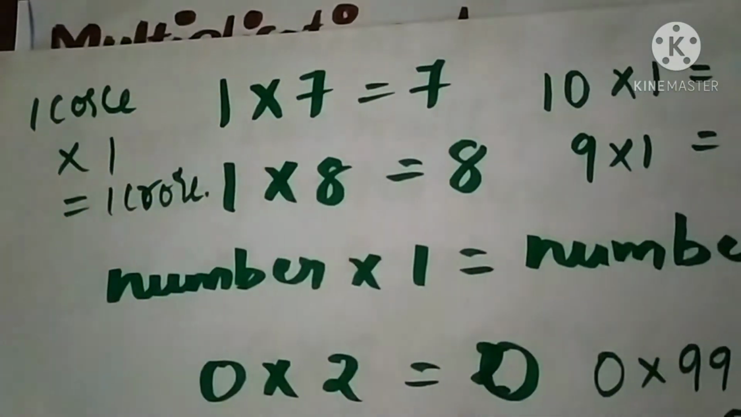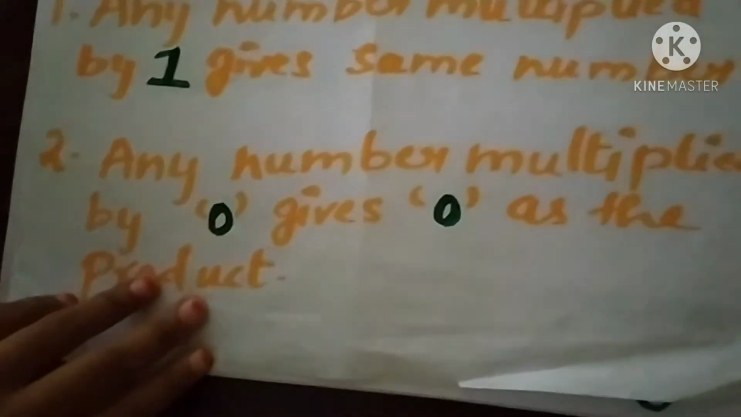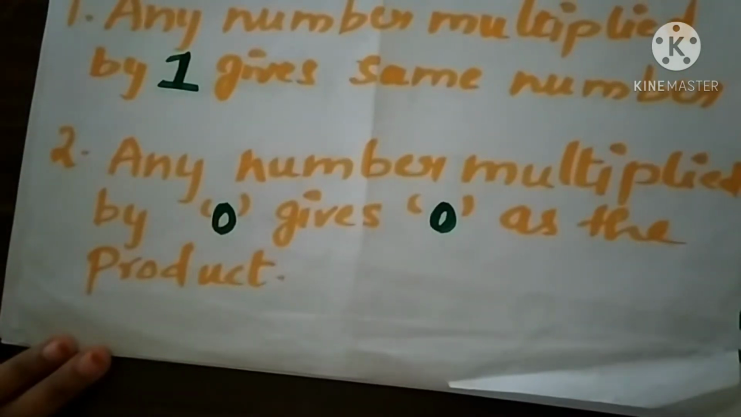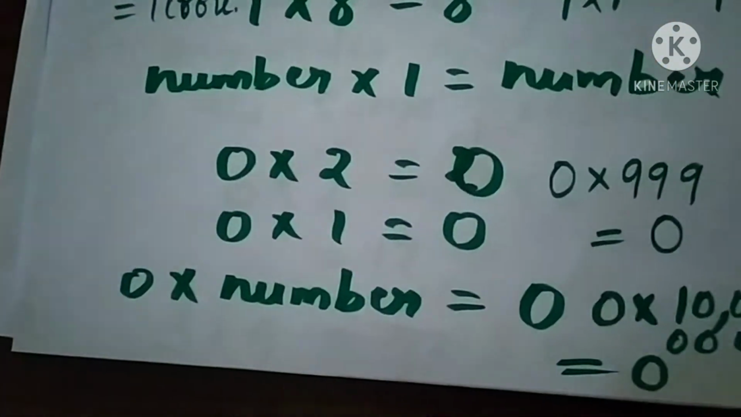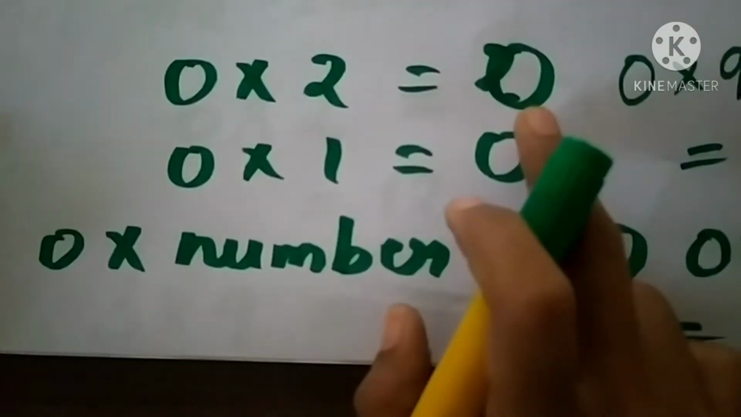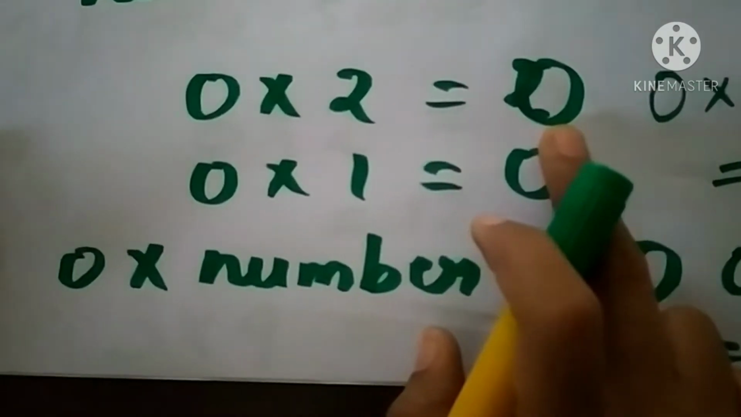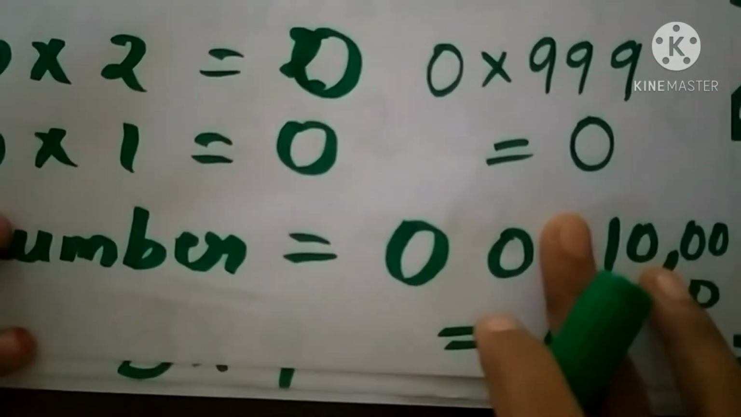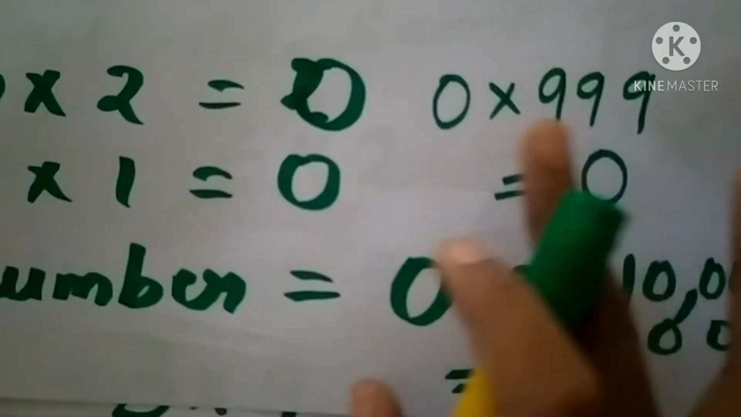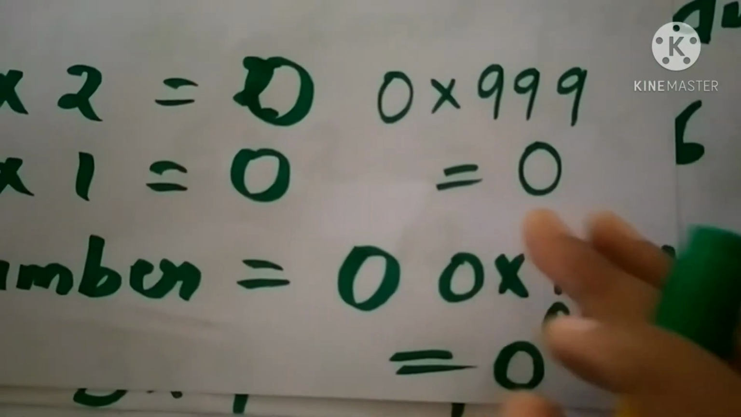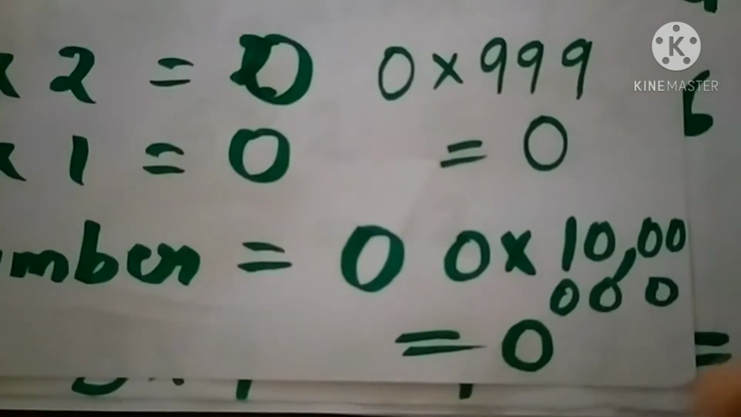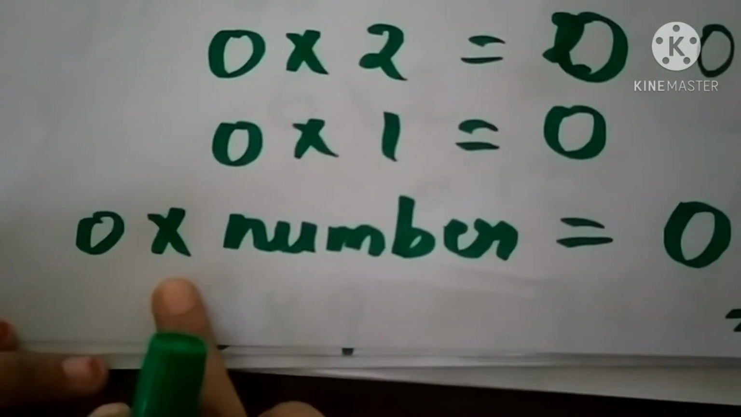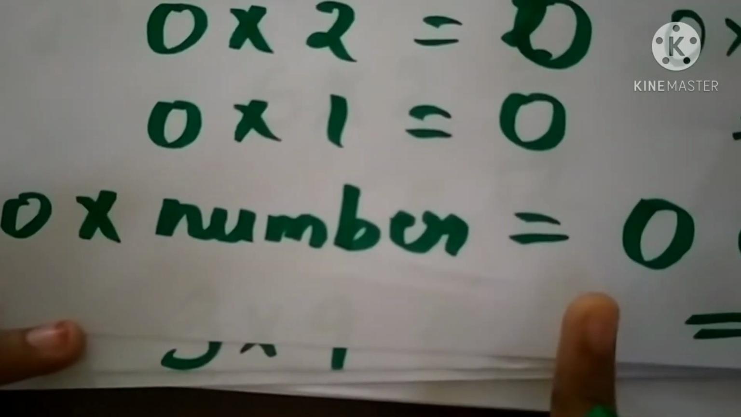Next property is any number multiplied by 0 gives 0 as the product. That means whatever the number you take, if you multiply with 0, you will get product as 0 only. Example, 0 into 1 is 0, 0 into 2 is 0, and if you multiply big numbers like 999 into 0, you will get 0 as the product. And 0 into 1 crore, 2 crore, whatever the number it is, you will be left with 0 only. That means any number into 0 is always 0.